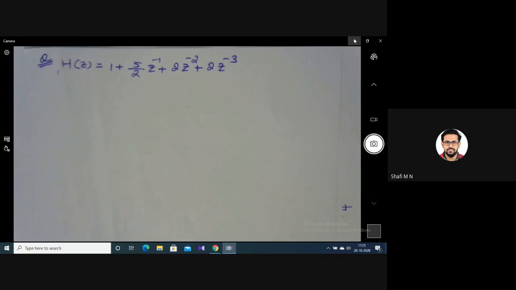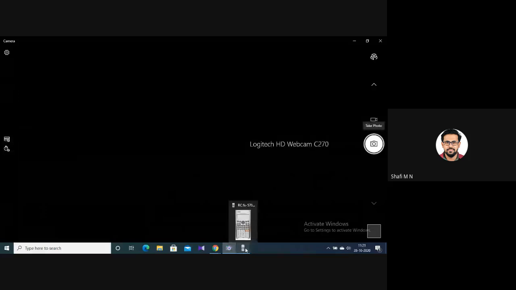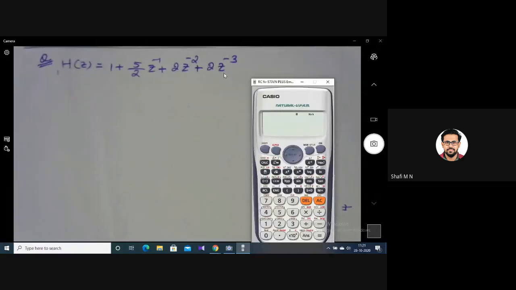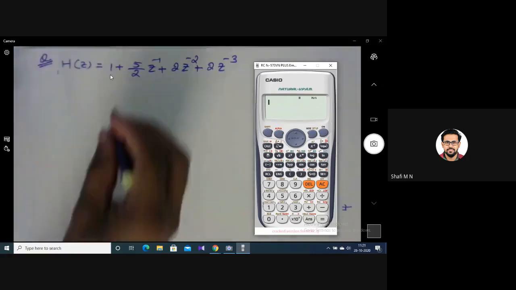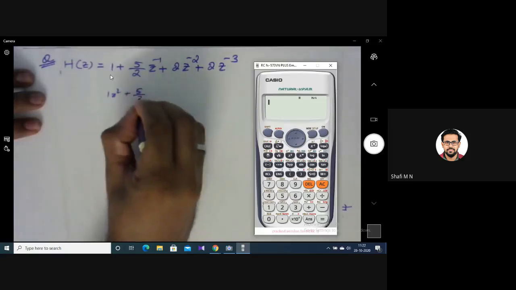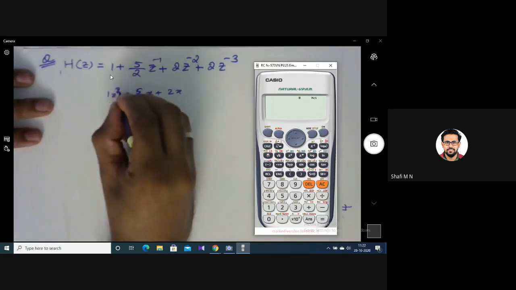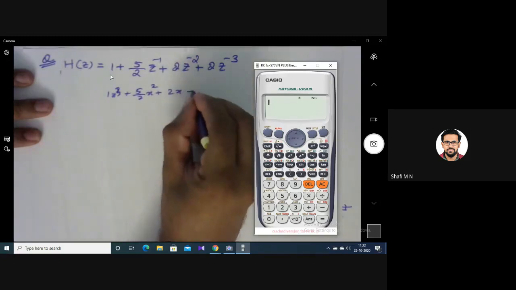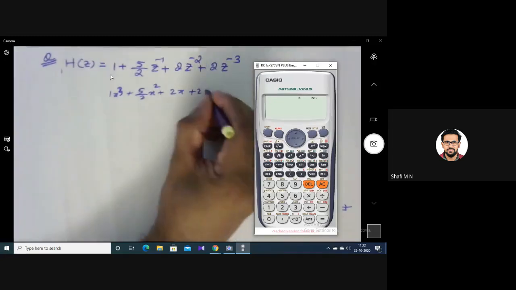We need a method. You have to find the roots. Okay, you have to find the solution. Since the highest degree is 3, you just find the solution of this particular equation: x cube plus 5 by 2 x square plus 2x plus 2. You find the solution of this equation.